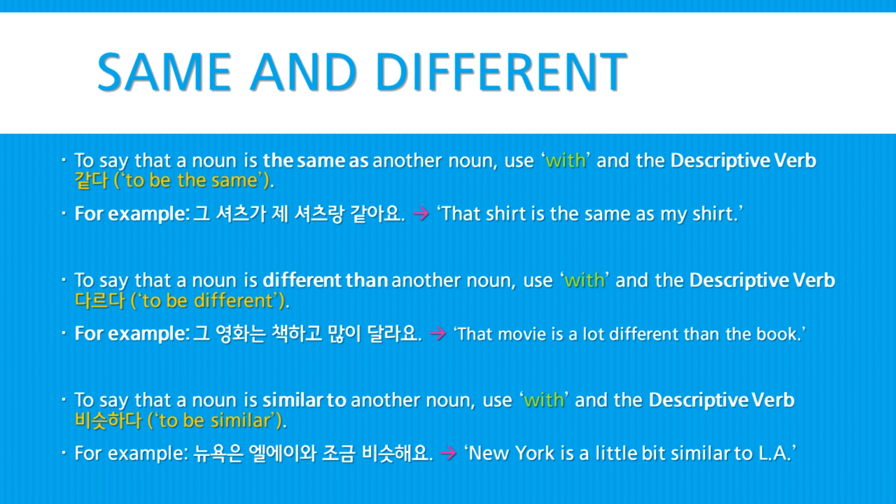Or to say that a noun is different than another noun, use with again and the descriptive verb 다르다, to be different. For example, 그 영화는 책하고 많이 달라요. That movie is a lot different than the book. And finally, to say that a noun is similar to another noun, use with again and the descriptive verb 비슷하다, meaning to be similar. For example, 뉴욕은 LA와 조금 비슷해요. New York is a little bit similar to LA.